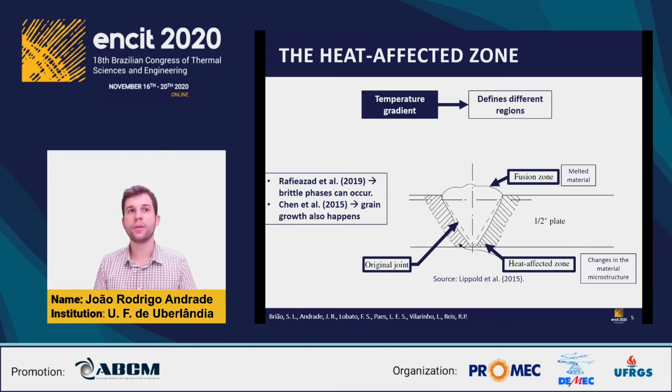Some authors show that a brittle phase can occur in the welding region. And Chen et al. prove that grain growth also happens, which is deleterious for the material integrity. In this figure, we can find three main regions: the fusion zone, where the material phase changes; the heat-affected zone, where the material microstructure changes; and the original joint.